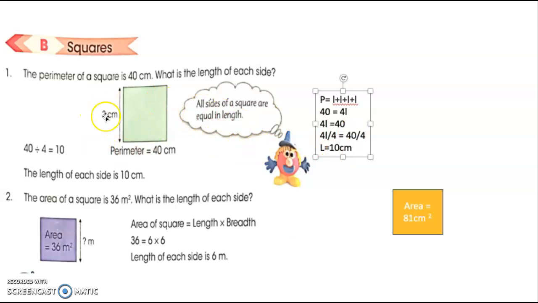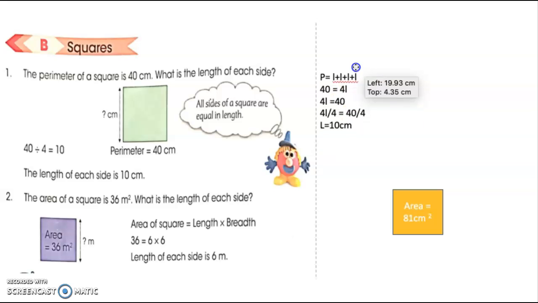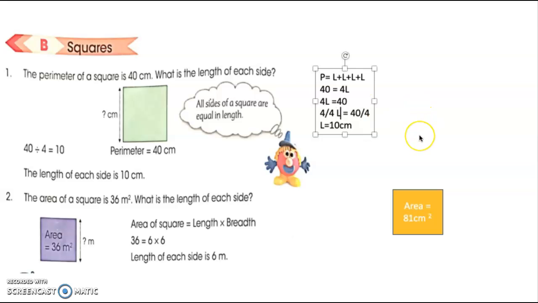So each side, one side is L centimeter, right? I can change this to capital L. It will be easy, otherwise it might mistakenly look like 1. And this one also L, and this one L. We write L here because we are only dividing by 4, not by L.